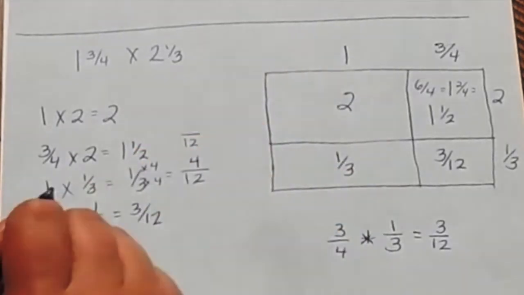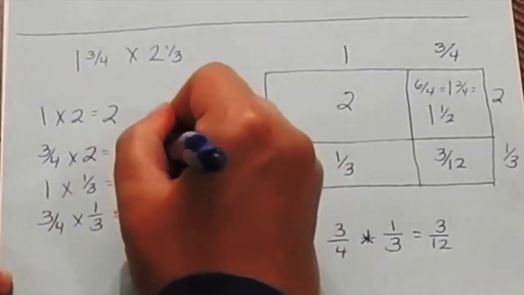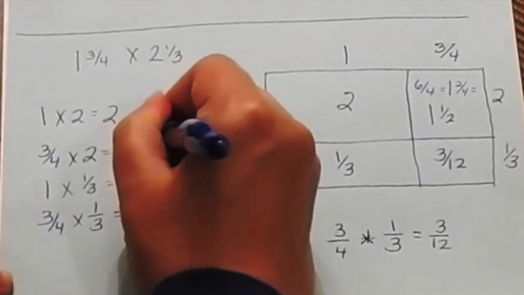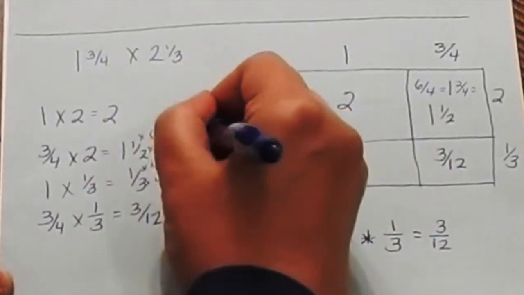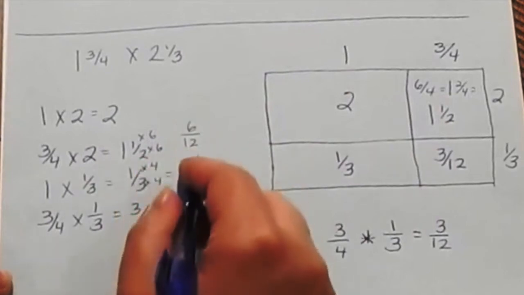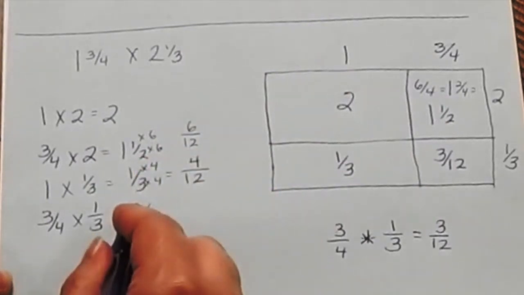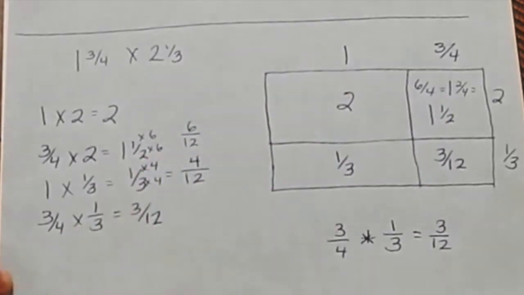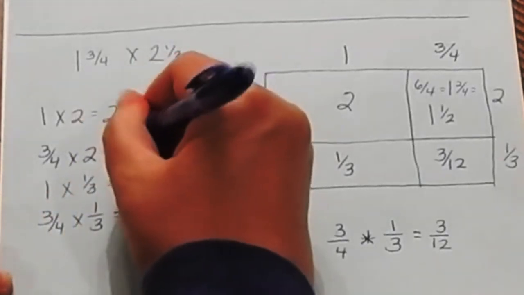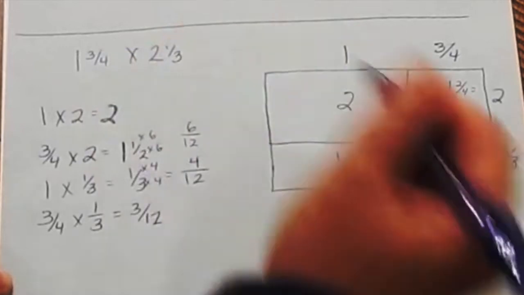I'm going to turn this one also into a 12. 2 times what equals 12? Oh, that's 6. 2 times 6. When I do the bottom, I do the top times 6. That's 6 twelfths, 4 twelfths, and 3 twelfths. So I'm going to add that all up. And then I'm not going to forget my whole numbers, which are 1 here and 2 here.